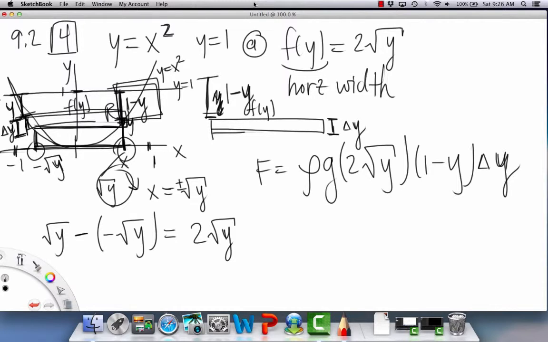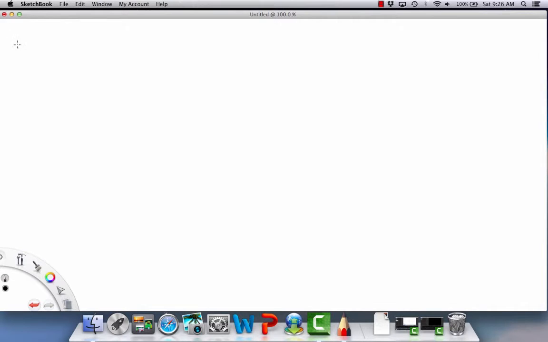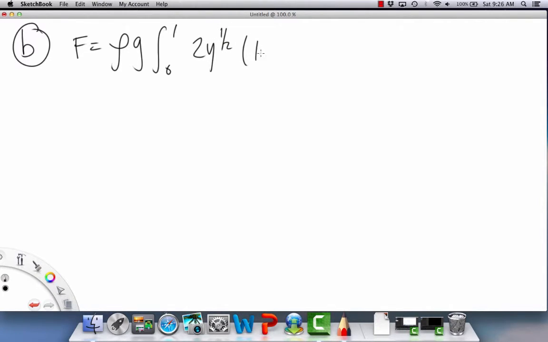But now let's move on to part B. Okay, so part B says to write a Riemann sum, so that sounds familiar, adding up rectangles, that approximates the fluid force F on a side of R and use it to explain Y. And this is what we're trying to prove, basically. So we have 0 to 1, and then 2, y to the 1/2, 1 minus y, and dy.